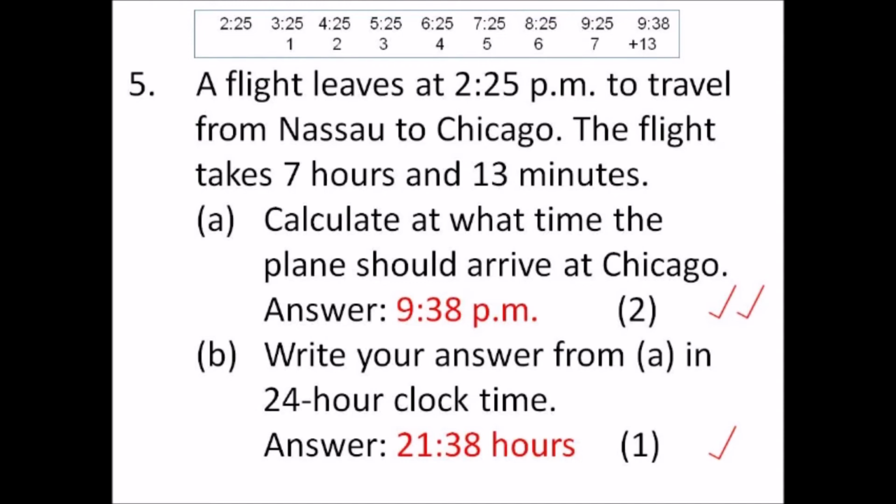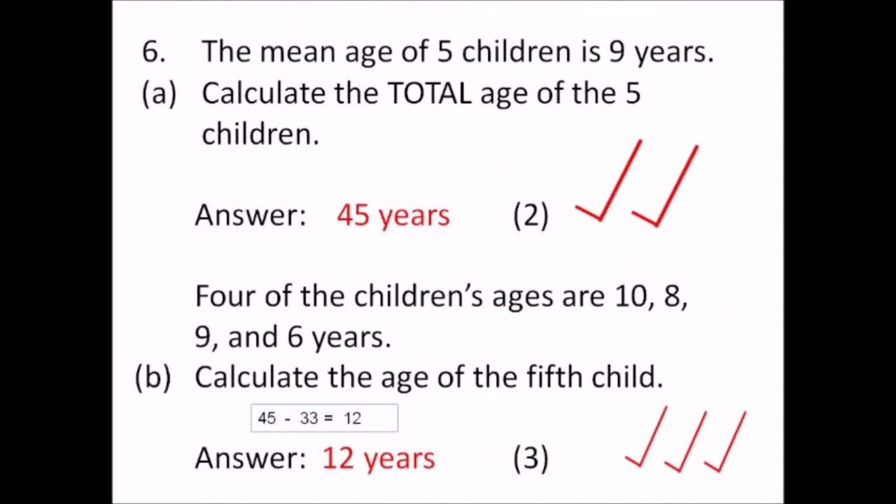Got it? Number 6. The total age of the 5 children is 9. So you multiply 5 times 9, you get 45. So the total age of 5 would be 45. And then for the children, they give you 4 of the ages. To calculate the other one, take 33 from 45, you get 12. And that's how you do a question like that. It is not a straight average question, but you need to know how to work questions like this.